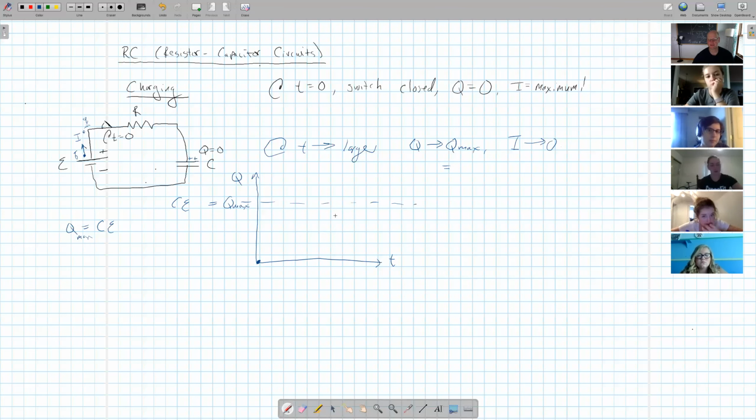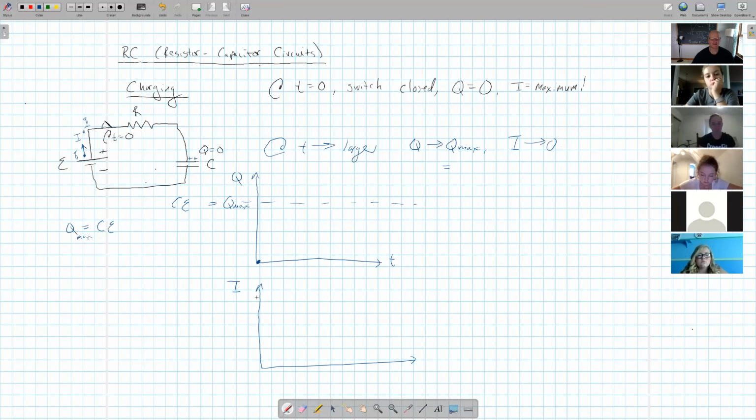At some later time, a very large time, this is going to asymptote to the maximum amount of charge. If I plotted the current, it's basically going to do the opposite thing. The current is going to start off at the maximum amount of current, so let me call that I max. And that's going to asymptote down to 0. So it's going to end up going to 0 somewhere down here.